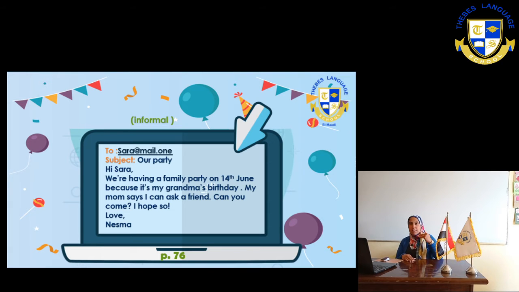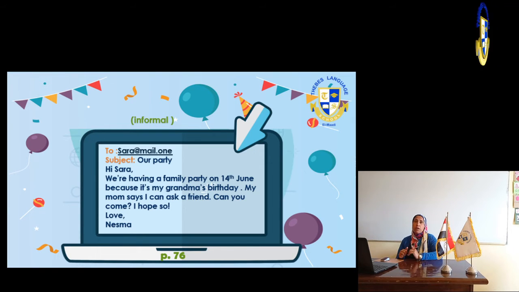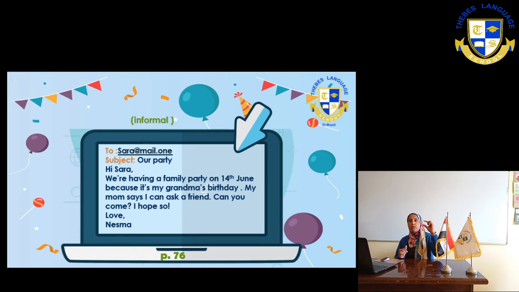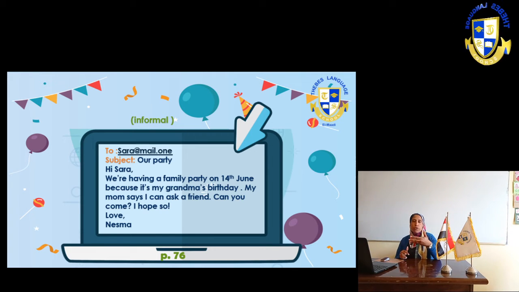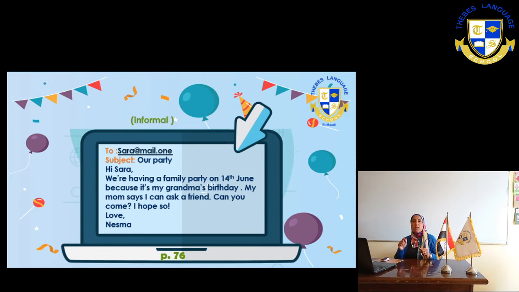So this email is informal because it is sent to one of the friends. Here, Nisma sent to her friend Sarah, inviting her to their grandma's birthday party, and it is written in an informal way, in an unofficial way. So here we start the email to one of our friends or one of our family members. We will say hi and the name, and at the end we will write love, and as a signature, love and our name.